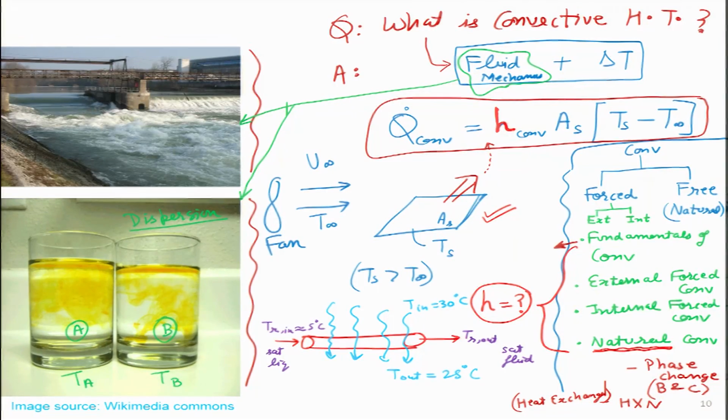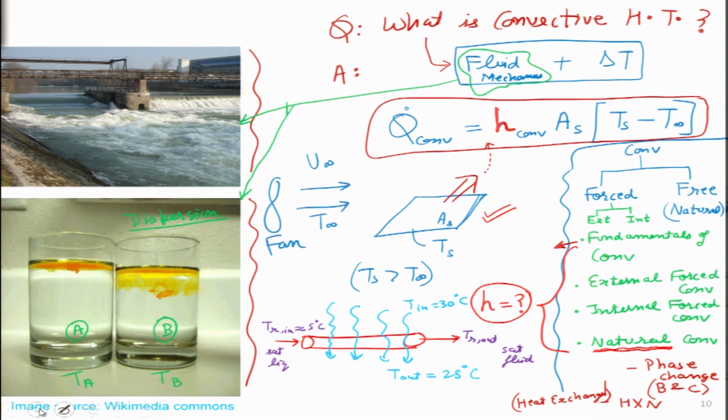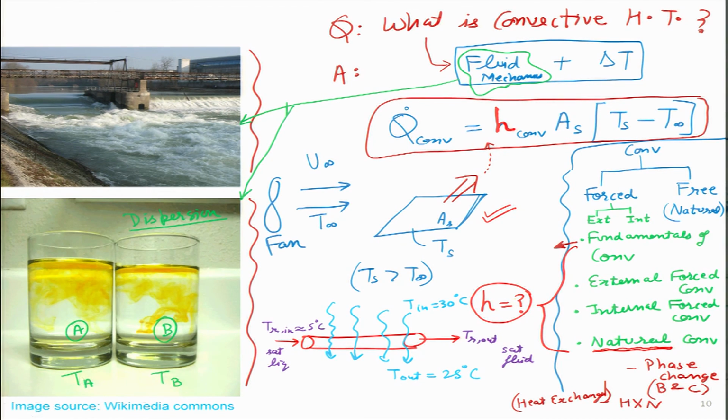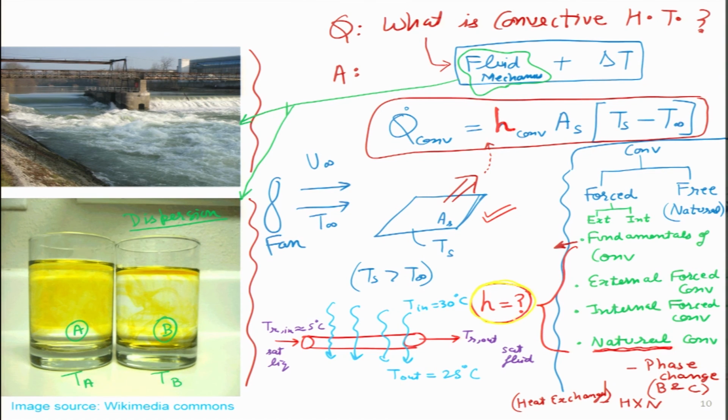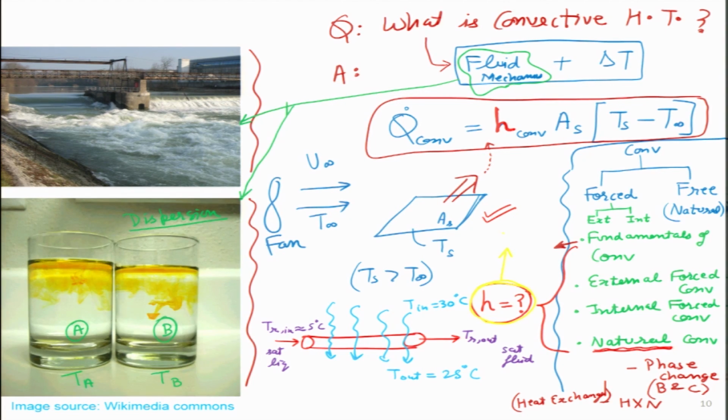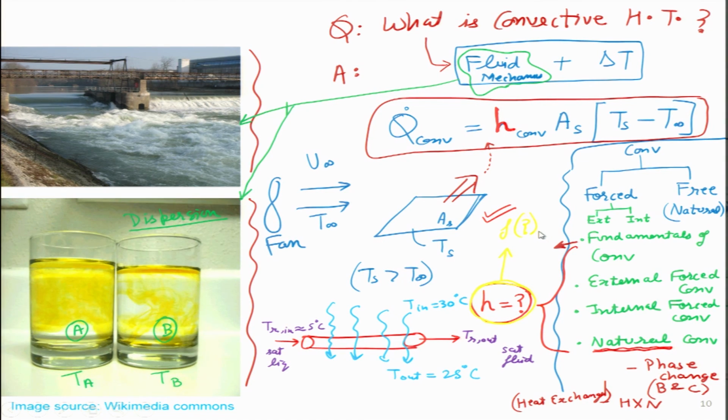Then I will formally define some of them. I will also ask questions like, if the holy grail, like I mentioned, is the value of H, this heat transfer coefficient, what are some of the things on which it actually depends?